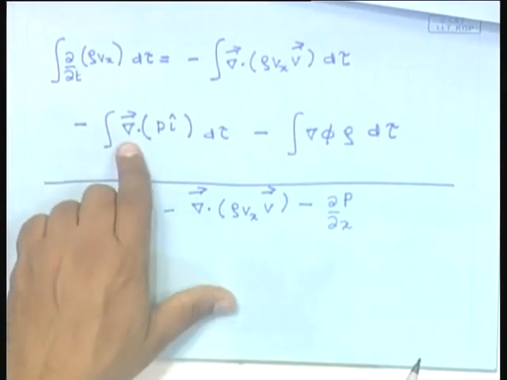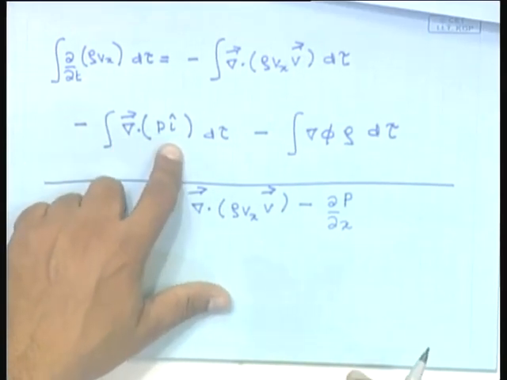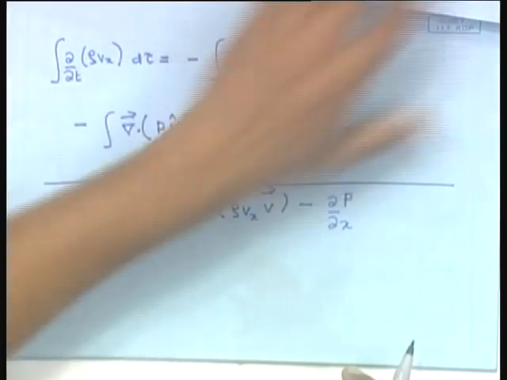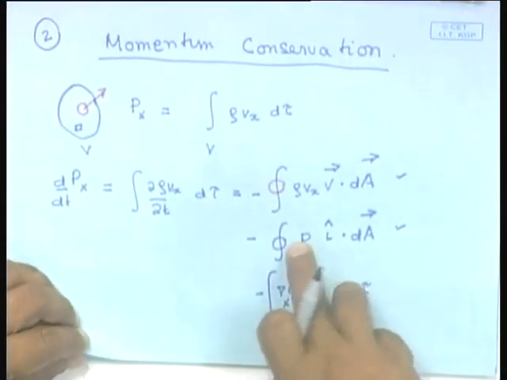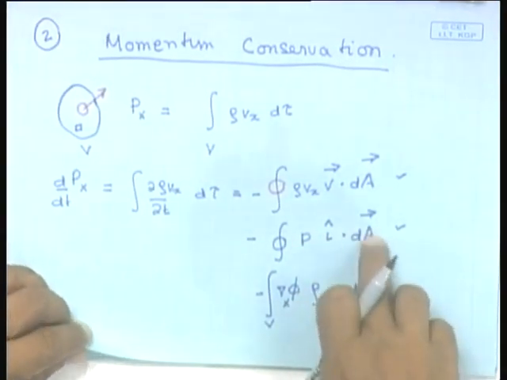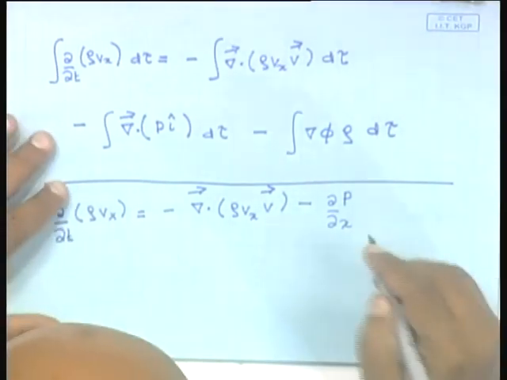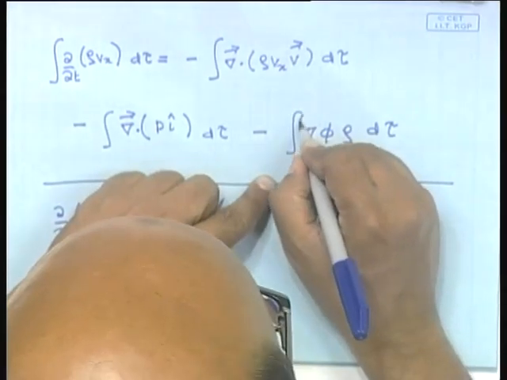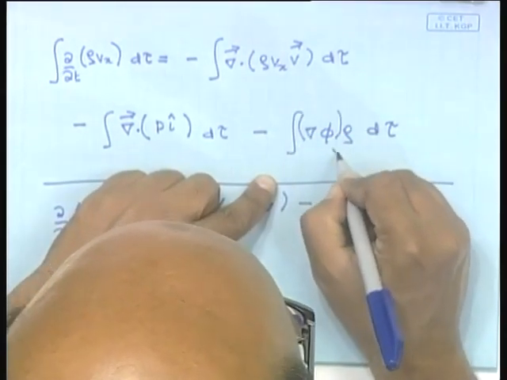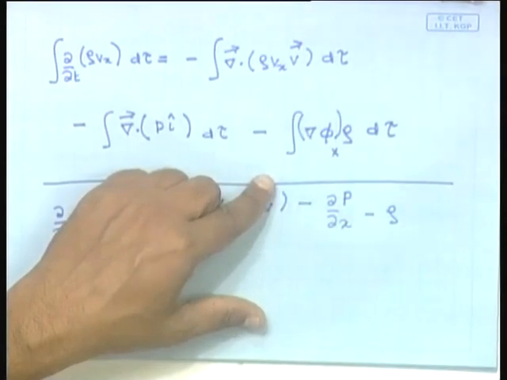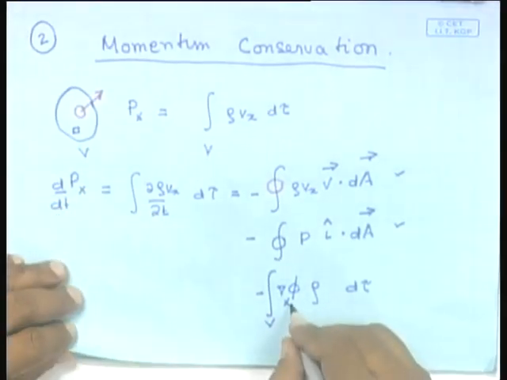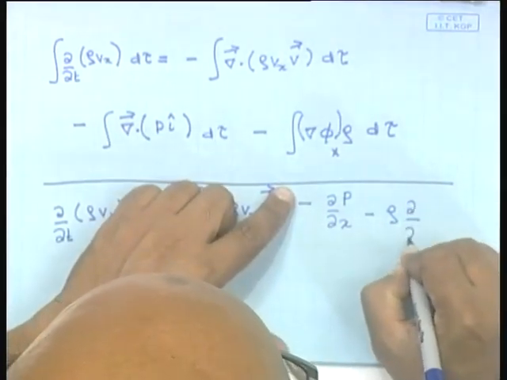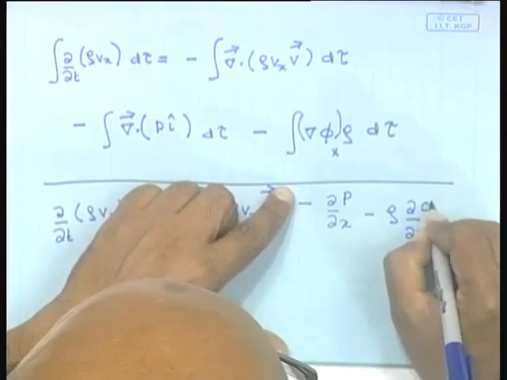So when I take divergence, there will only be del by del x of this; del by del y acts on 0, del by del z acts on 0. This vector has only x component. This vector has only x component. I want only the x component of the surface area. This minus rho into, again here I should take only the x component, which I should have written here earlier, because we are looking at only the x component of the momentum. I have written it here. So this will be minus rho into del by del x of phi.